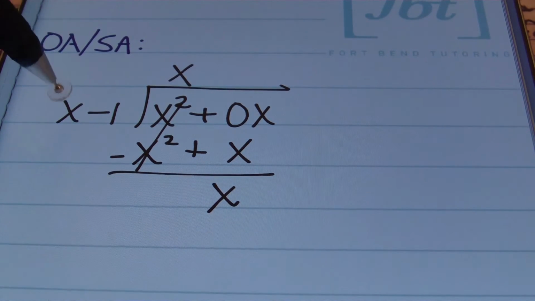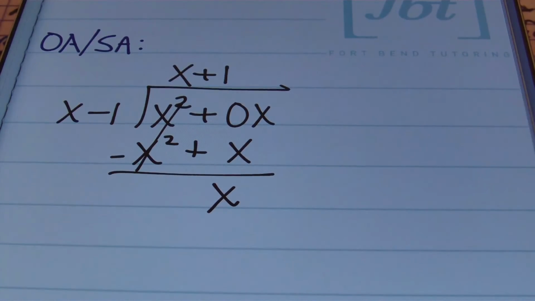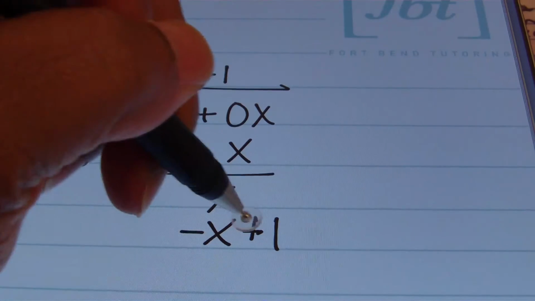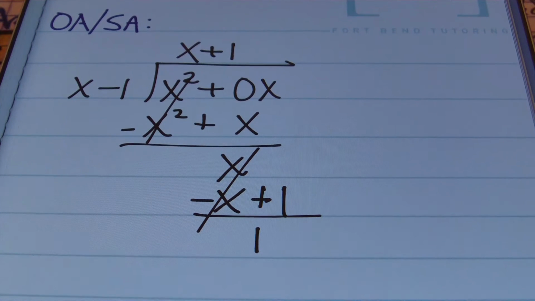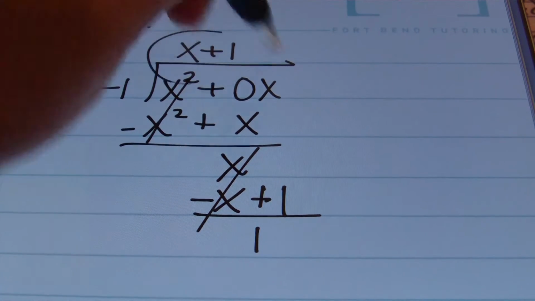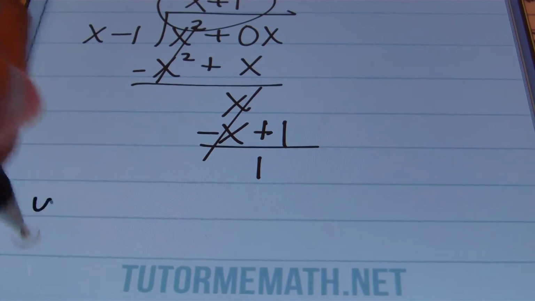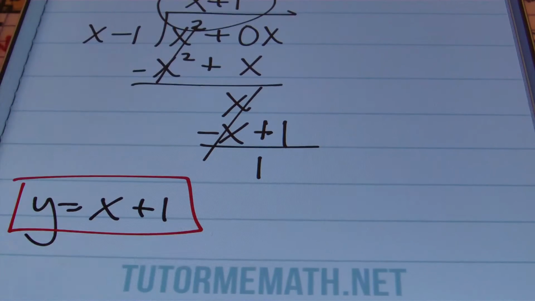How many times do I need to multiply x in order to get x? I need to multiply by positive 1, because 1 times x is x. So 1 times x is x, and 1 times negative 1 is negative 1, and then we need to change the signs. That's exactly right. So my x's cancel out, and I end up with a remainder of 1 that I will promptly ignore. That's what I needed, the x plus 1. So my slant asymptote is going to be y equals x plus 1. That's the slant asymptote. I'm red boxing it.